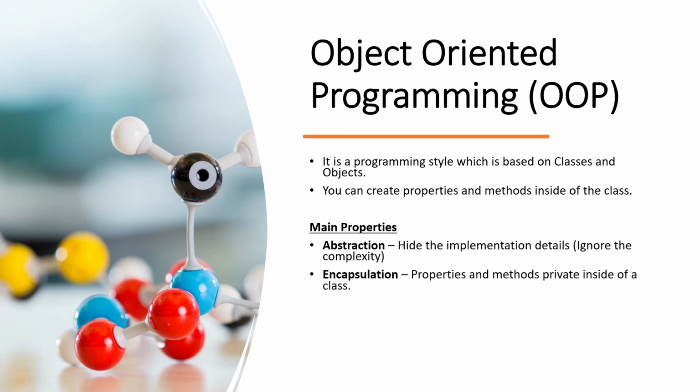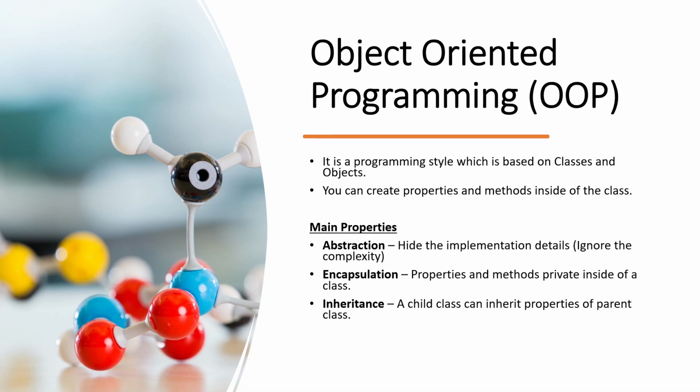Encapsulation. Encapsulation is like properties and methods being private inside of a class. I just told you in the previous point that you can create properties and methods inside of the class. So for different classes, properties and methods are private inside of that class. From another class, you cannot call them unless you are inheriting that class, but that is an altogether different thing. That's the meaning of encapsulation. It encapsulates the whole thing inside of a class.